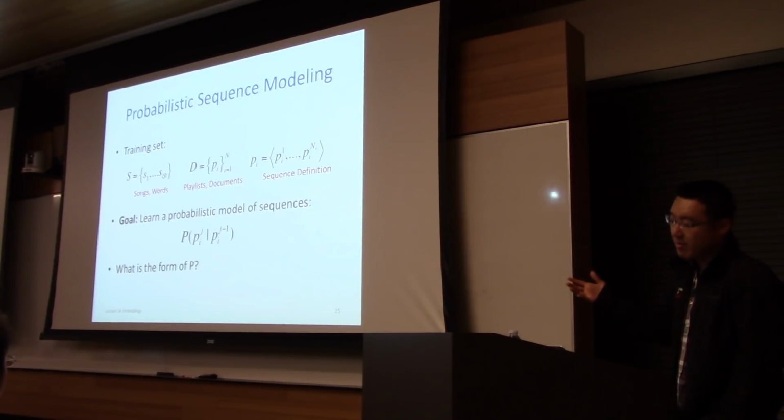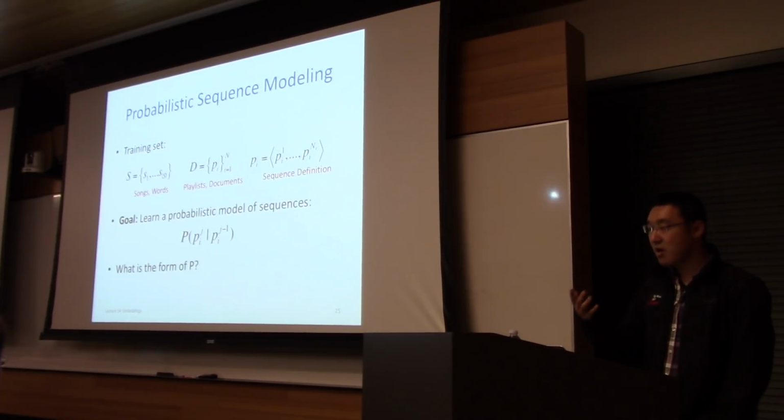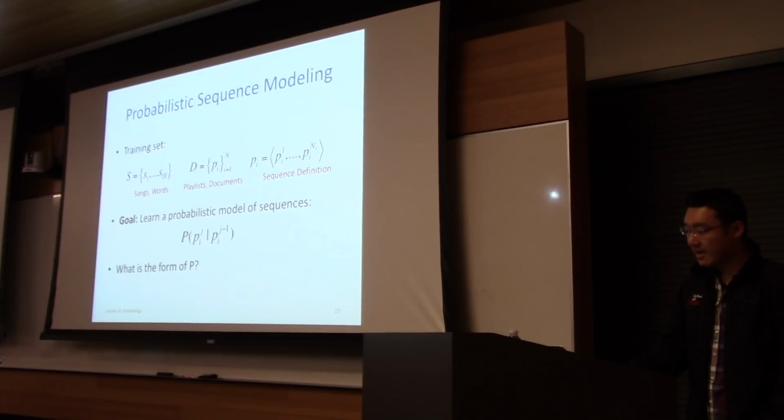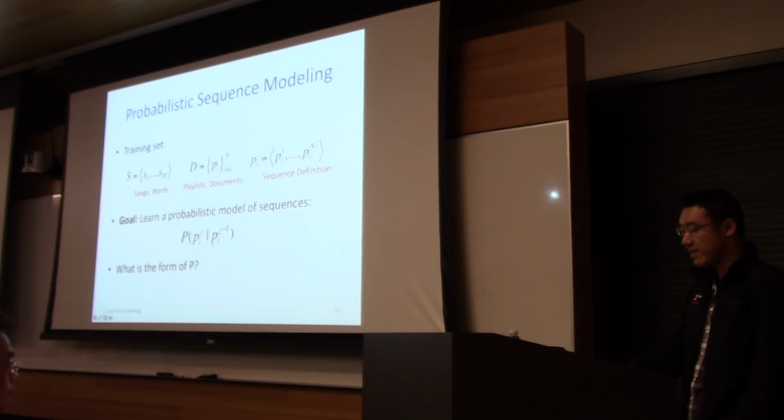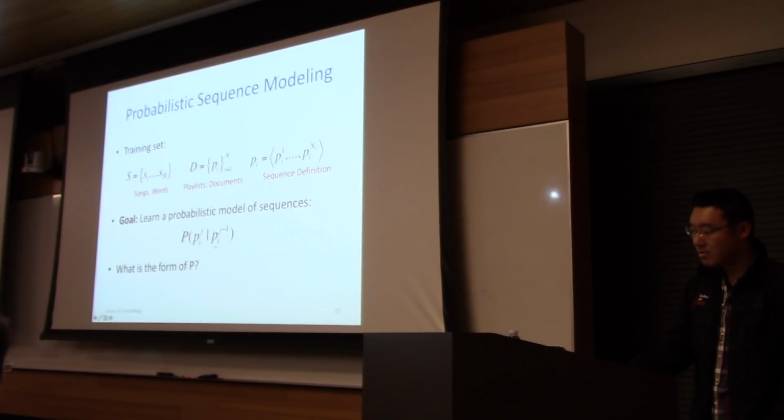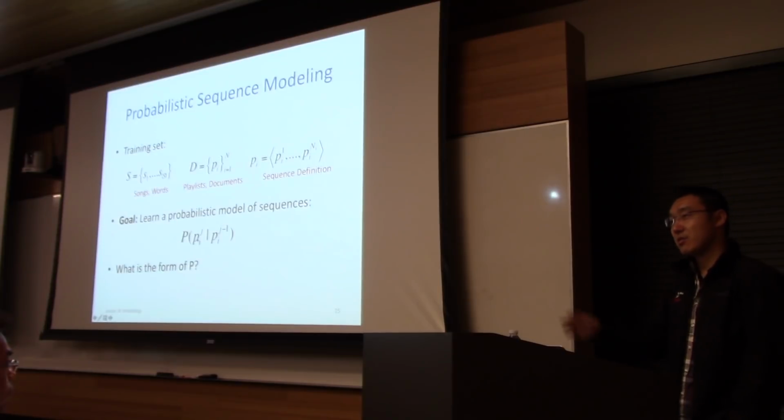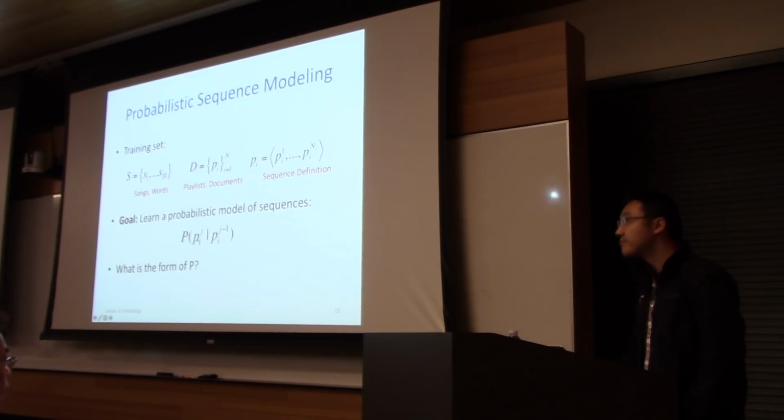And the goal then, and I'll reiterate this later, is to learn a model based on a low-dimensional representation that can encode a probabilistic model of sequences. So given that we're currently playing this song, learn the probability distribution of what song will be played next over all the playlists that I've looked at.